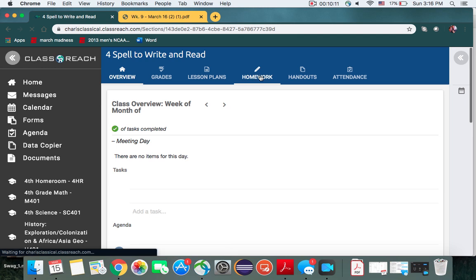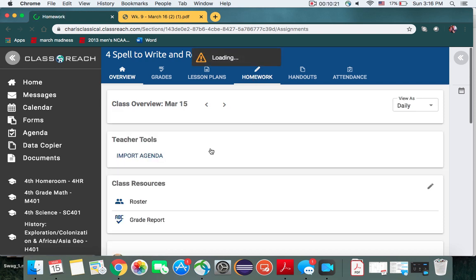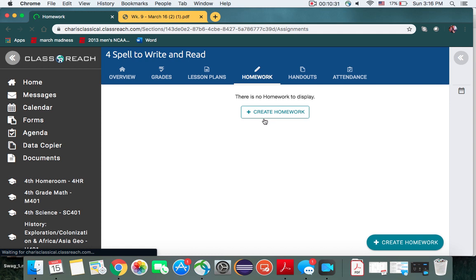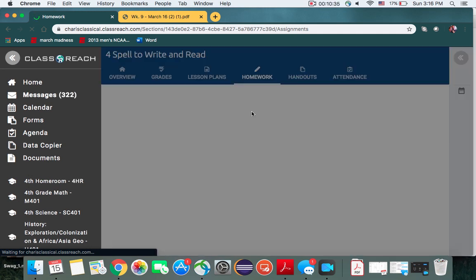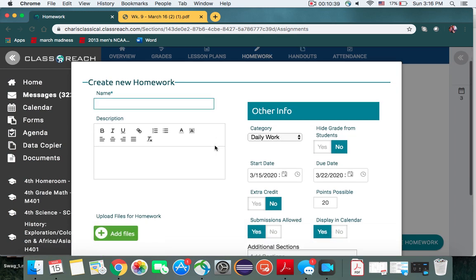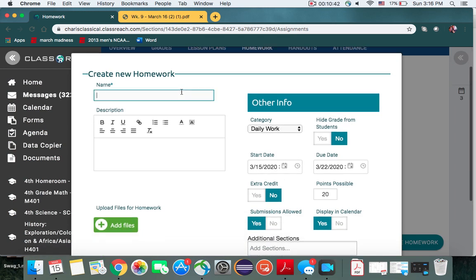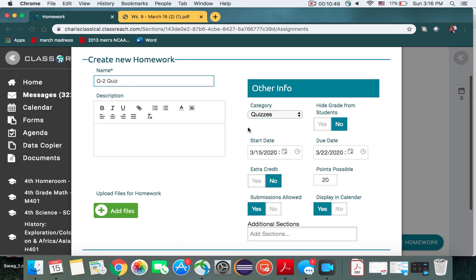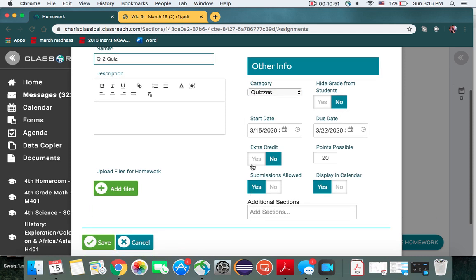Here in homework, I will make up, if it loads. Once it loads, you'll see there's a place I can make a homework assignment, and I will do that for everything that needs to be turned in. I'll go ahead and create a homework, and then you'll see on your end, so this will be Q2 quiz. We'll just keep the start date, extra credit, submissions allowed, yes.